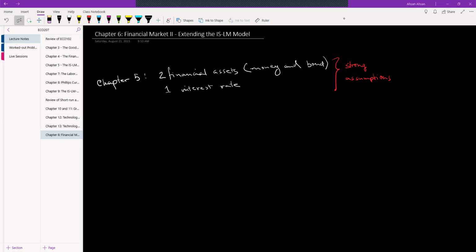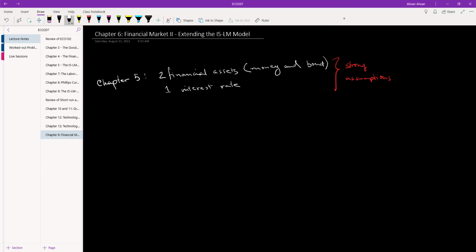Okay, so while we were going through the short run chapters in this course, we had skipped chapter 6. We are finally going to be able to finish it. So, before that, a small discussion on chapter 5. Remember that we had made two very strong assumptions in chapter 5, which was that there are only two financial assets, those are money and bonds, and only one interest on bonds.